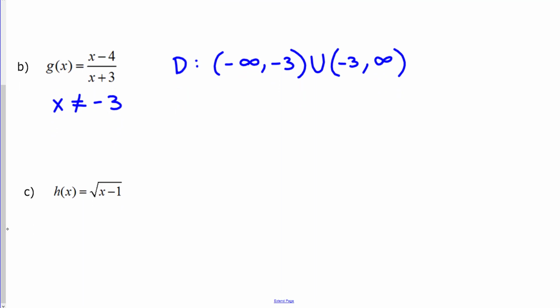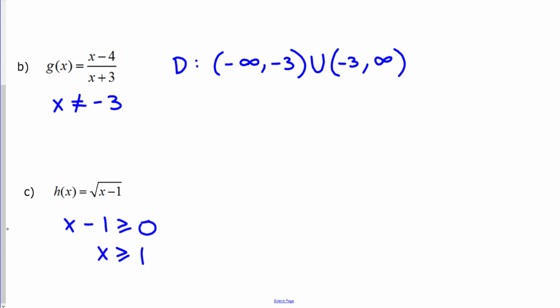Now in part C, square roots, we want to make sure square roots are always of positive values. So we need to make sure anything that's underneath the square root is greater than or equal to 0. And so if we set up this inequality and solve, that's going to tell us exactly what our domain is.